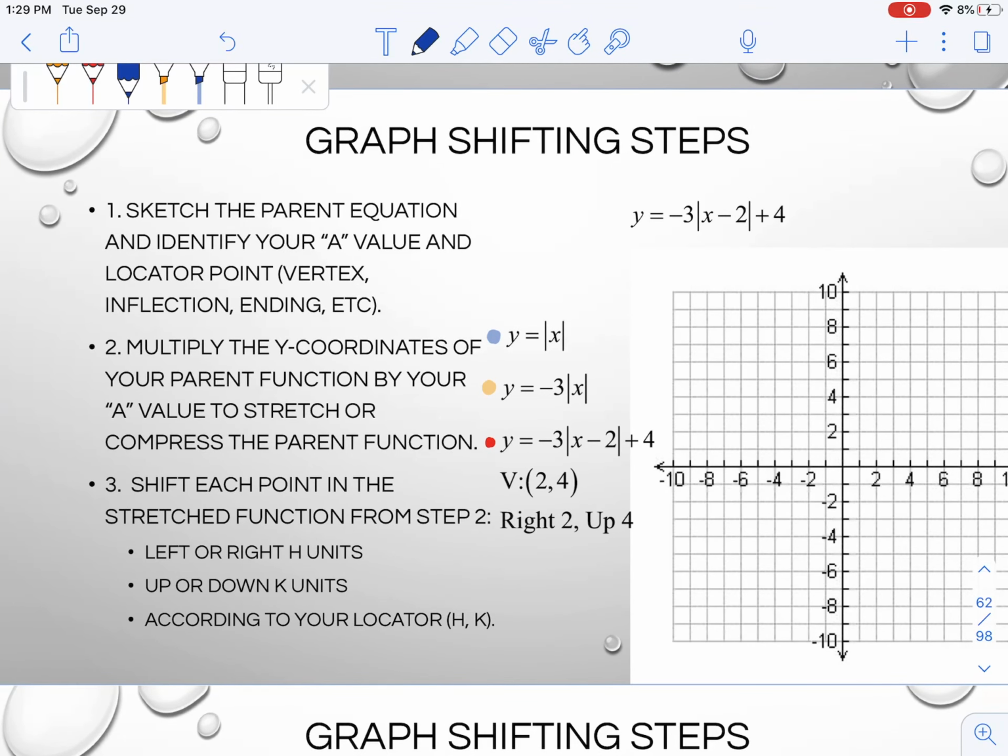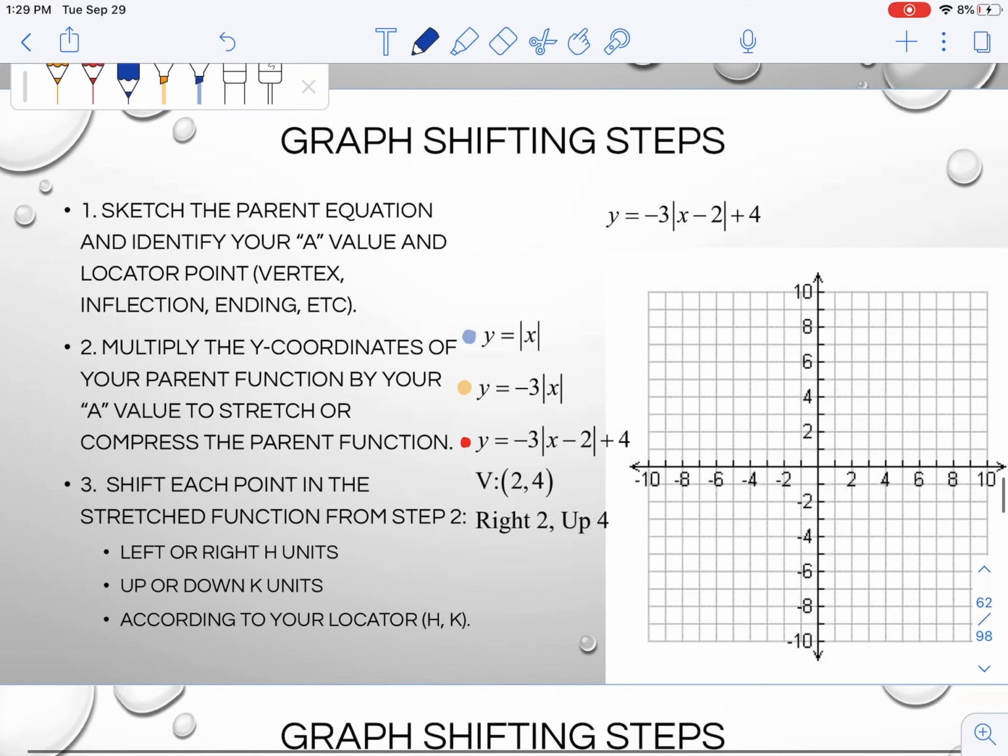So here I just have a basic example. This is an absolute value function. I'm going to graph the function up here: y equals -3 times the absolute value of x minus 2, plus 4.